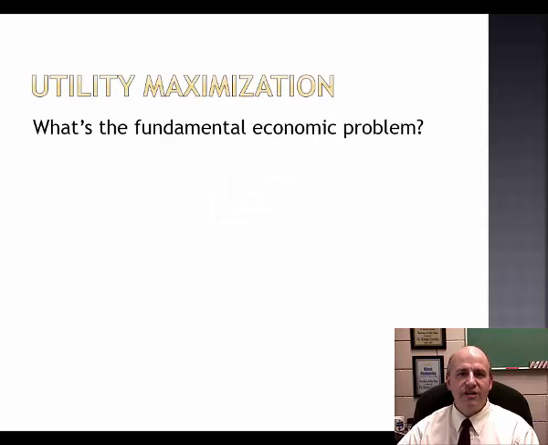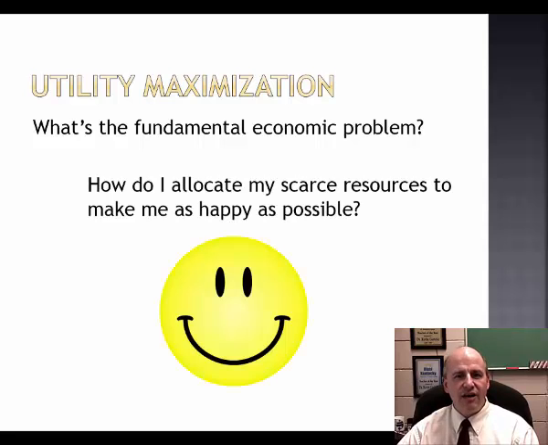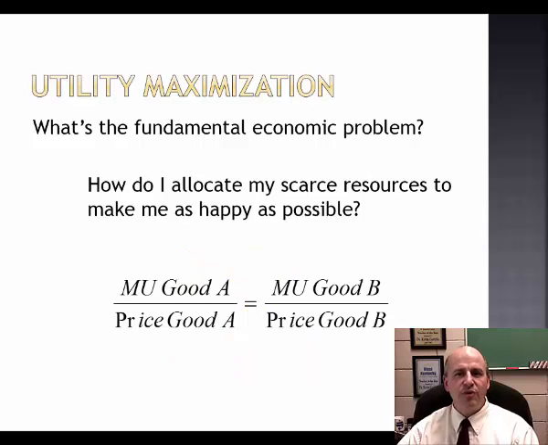Now, if we remember, our fundamental economic problem is really how do I allocate my scarce resources to make myself as happy as possible? Well, in order to do that, I need to examine how much utility I get from my first piece of chocolate, and how much utility I get from my first piece of pizza? But I also have to remember that chocolate and pizza cost different amounts. So really what I want to do is find the point at which the marginal utility to price ratios are equivalent to each other. And I'll come back to this example as we work through a numerical exercise.